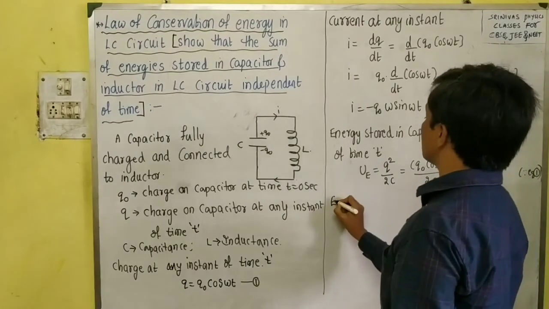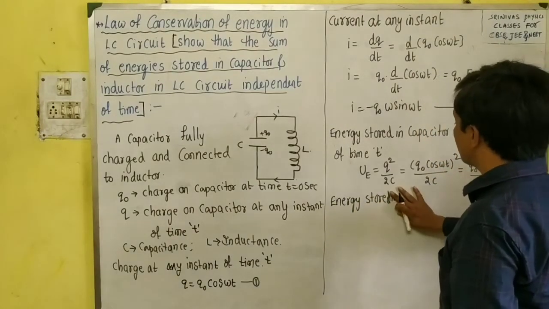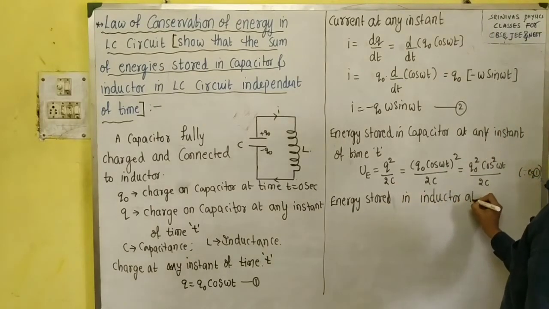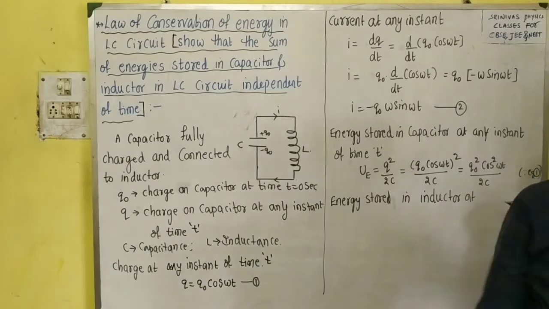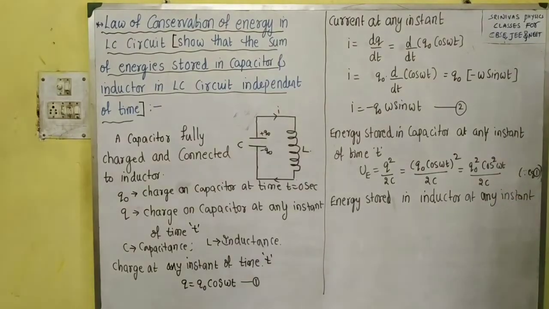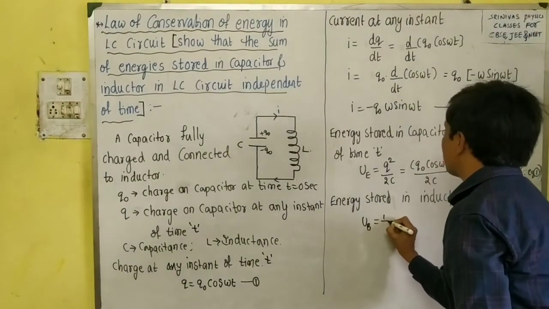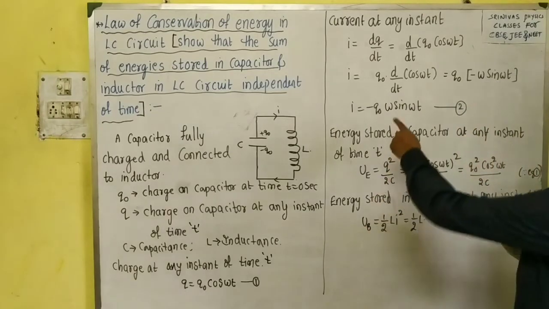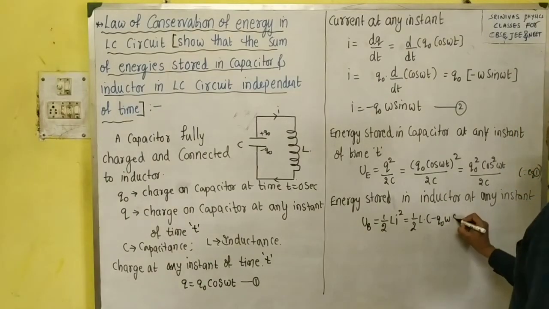And next, energy stored in the inductor at any instant. What is the energy stored in the inductor? That is UB we have to write. Half L I square is the formula. I is this one, right? We can take either minus or plus, whatever it may be. Since it is squared, there is no problem, right?